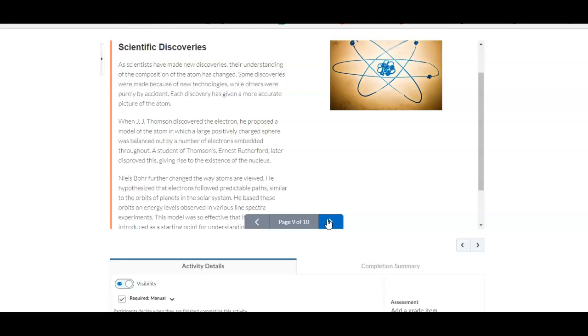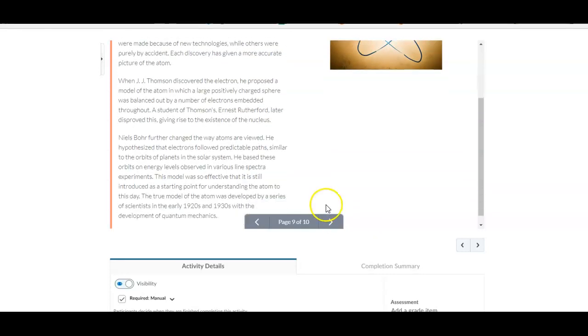So then you could go over and draw a circle with a circle inside, and we know that circle would be the nucleus. From there, you could draw another arrow showing Niels Bohr. He further changed the way the atoms are viewed. He hypothesized that electrons followed a predictable pattern, a path that's similar to the orbit of the planets in the solar system. So he based these orbits on energy levels in various line spectra experiments. And this model is so effective that it's still introduced as a starting point for understanding the atom to this day. So a true model of the atom was developed by scientists in the early 1920s and 30s with the development of quantum mechanics.